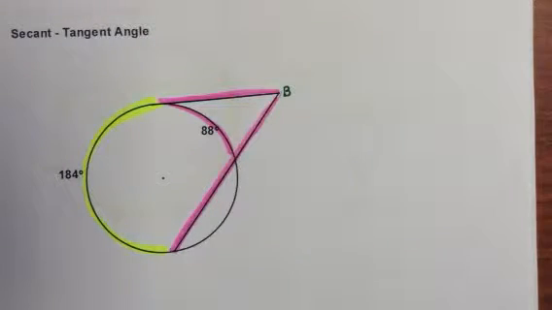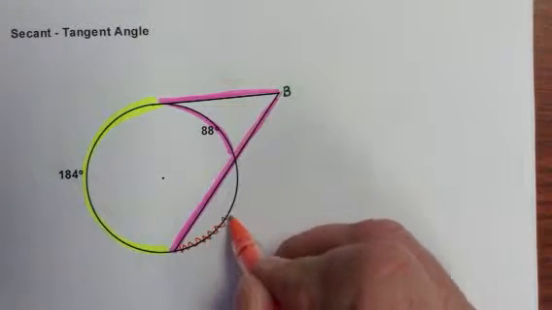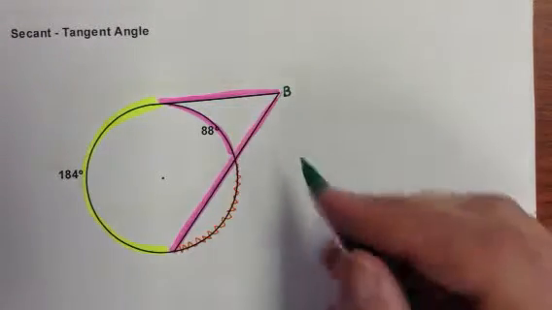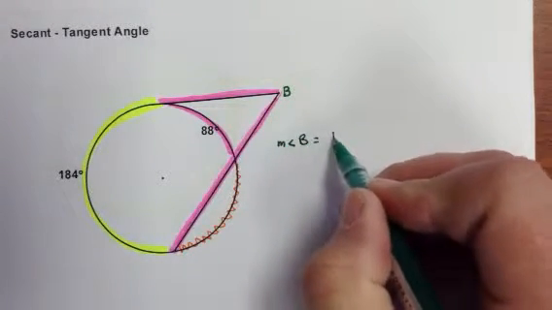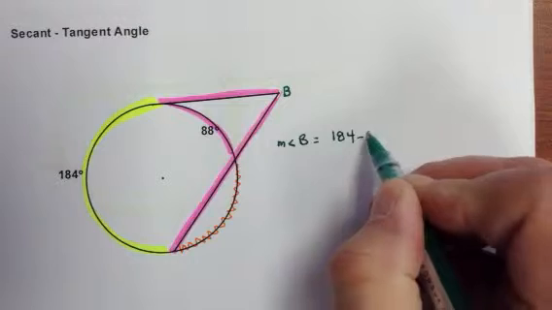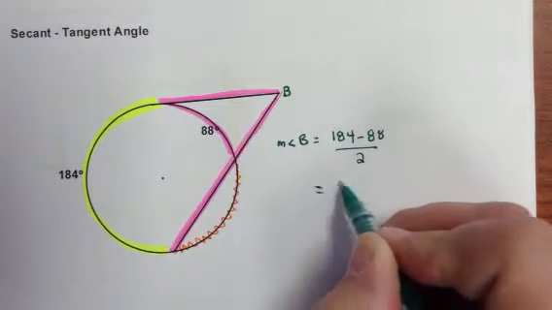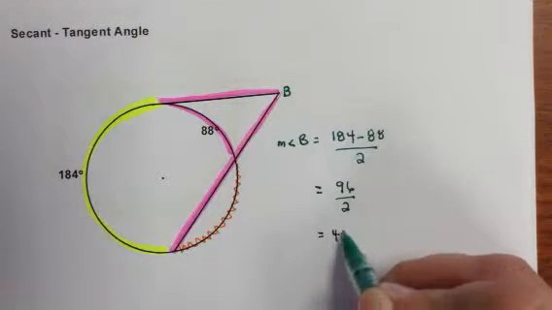Now, I don't want to call it a trick question, but be prepared to not be given the 88, but let's say you're given this orange arc, and then you have to find the 88. The measure of angle B is half the difference of the intercepted arcs. 96 over 2 is 48.